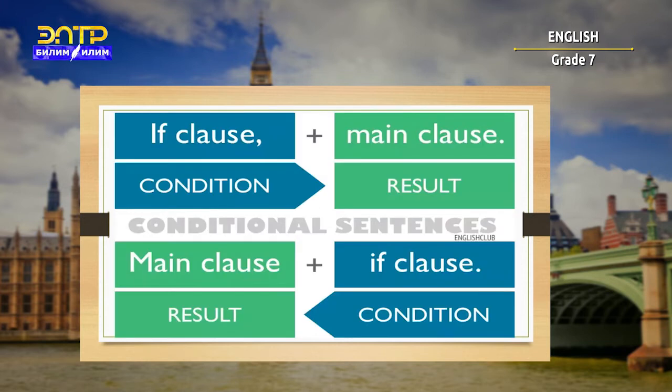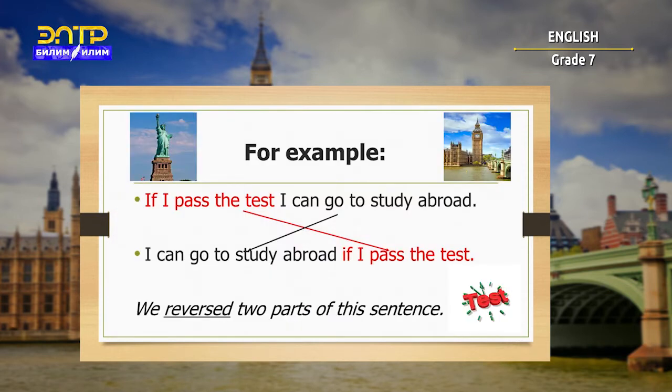Please remember, you can reverse the first part of the sentence with the second part. The if clause is the condition part, and the main clause is the result part. As you can see below, the first part of the sentence can be the main clause, the result, and the second part can be the if clause, the condition. For example, if I pass the test, I can go to study abroad. Or we can say the same sentence as, I can go to study abroad if I pass the test. See how we reverse the two parts of this sentence.